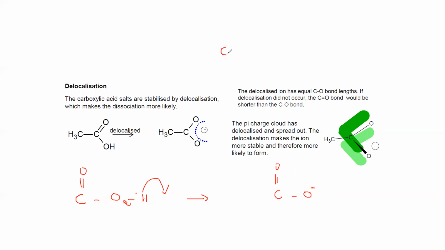It means you have C double bonded with O. First, oxygen and carbon have a double bond at the top, but the next moment the double bond is between carbon and the other oxygen, which was having a single bond, and the top oxygen will now have a single bond. So it is continuously vibrating. The pi charge cloud delocalizes and spreads out, making this ion more stable. Therefore, it is more likely to form, because if ions are stable, they can form. Otherwise, if it was a stationary double bond, it would be highly reactive, and we don't find this ion in a solution.